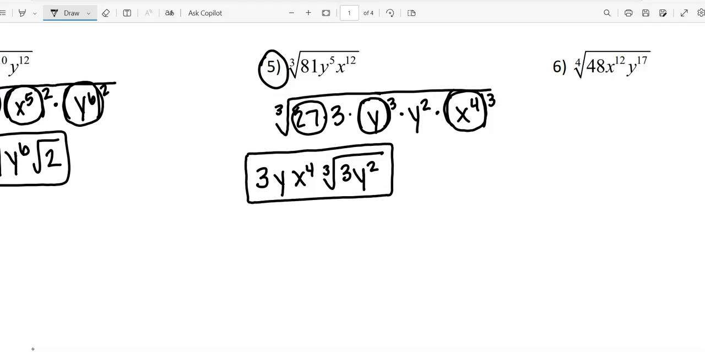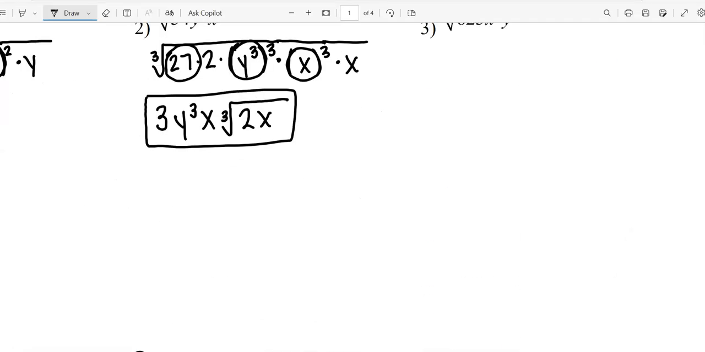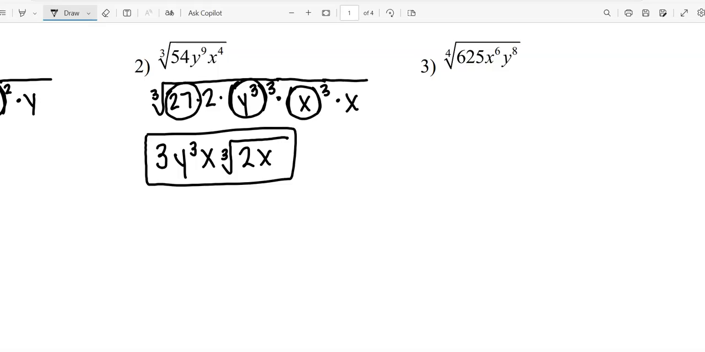Questions on number 5? Good little review. We did this a little bit, I think, in Unit 3? Maybe Unit 3? But revisiting it. Number 3, we're doing fourth roots.